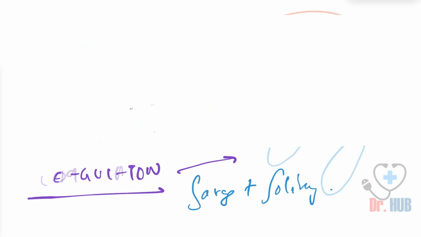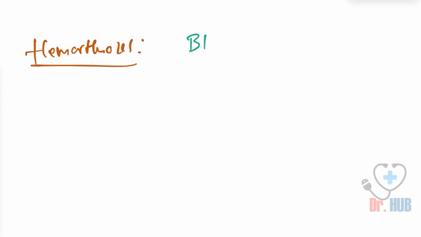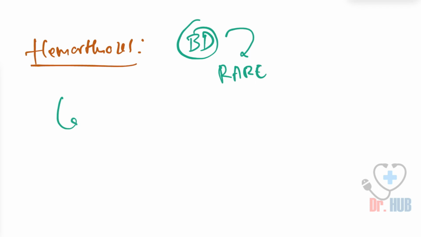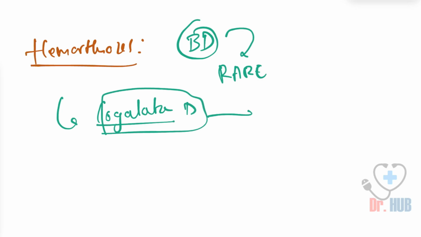The next question we asked was, comment on the hemarthrosis. In bleeding disorders, the hemarthrosis is very rare. And in coagulation disorders, it is characteristic. Where is it present? It is present in the knee.